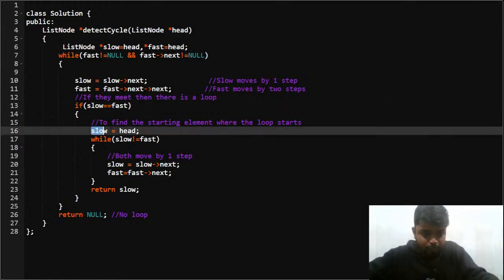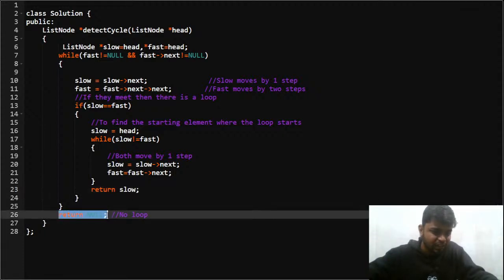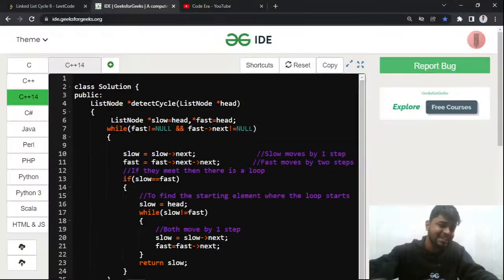So I mark slow is equal to head, indicating that slow is moving to the start, and until my slow is not equal to fast, I'll be moving slow by 1 and fast by 1, and in the end I'll simply return my slow. Now there would be a situation such that, suppose there was no loop existing, right? If there existed no loop, in that case I would simply return a null. Why would I simply return a null? Because there will not be any cycle, right?